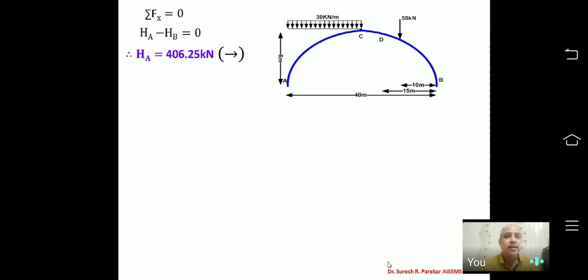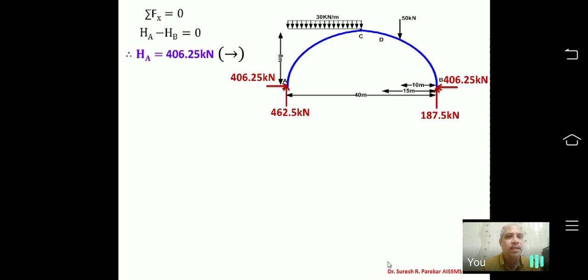Now knowing these values, we can go ΣFx = 0, so HA minus HB equal to 0, and that will give me value of HA 406.25, value we got plus, and we have considered right side, so our direction is also correct. So now we will show these values. So we have HA, HB 406.25 kilonewton, VA 462.5 kilonewton, VB 187.5 kilonewton.